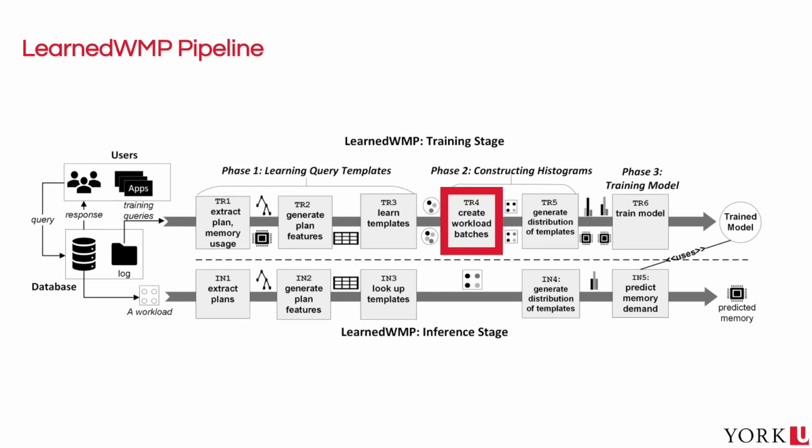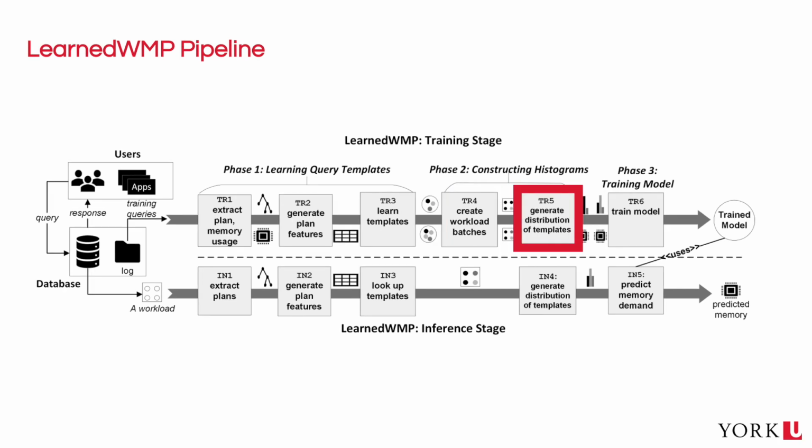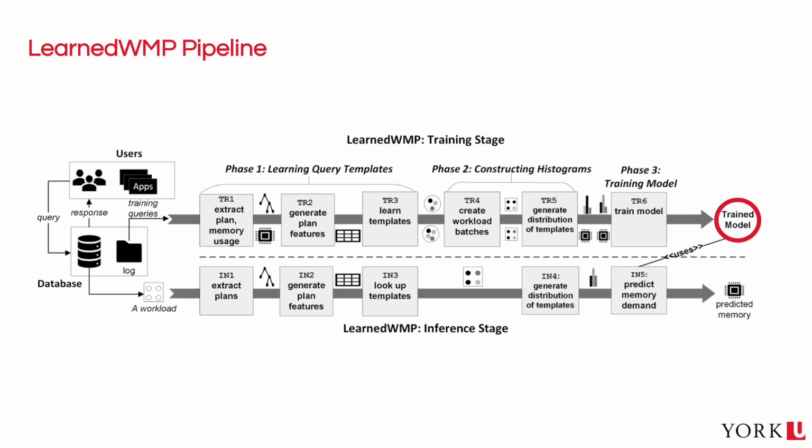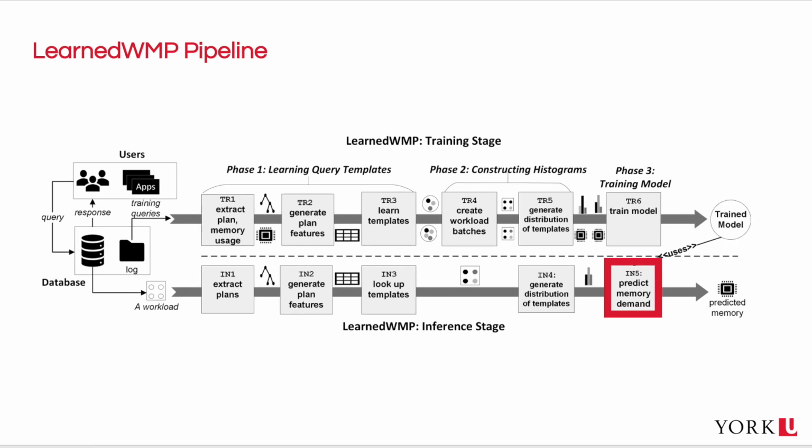Next, the queries in each training workload are represented as a distribution of query templates, or a histogram. This distribution of query templates, along with their collective actual memory utilization from a sample execution, are passed to a learning algorithm such as a deep learning network. At the end of this training phase, the learning algorithm produces a trained model that can estimate the memory demand of an unseen workload.